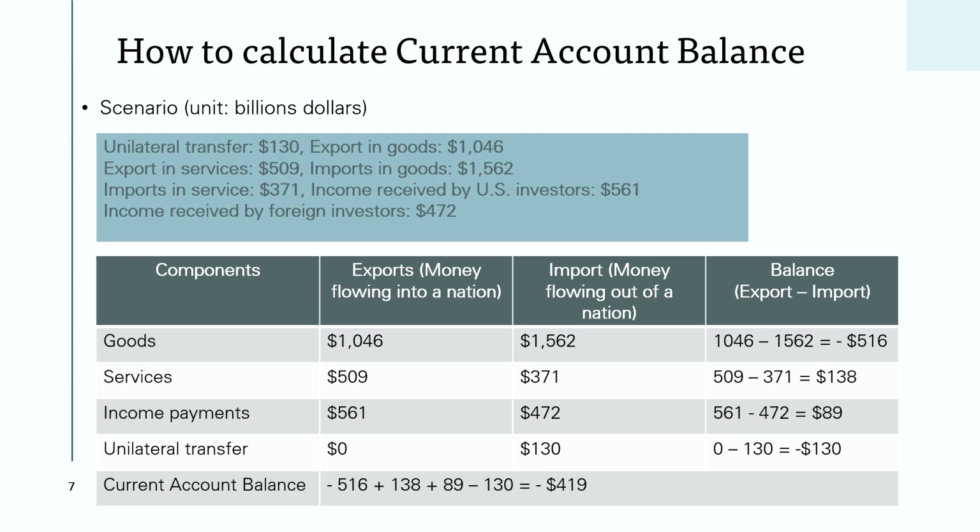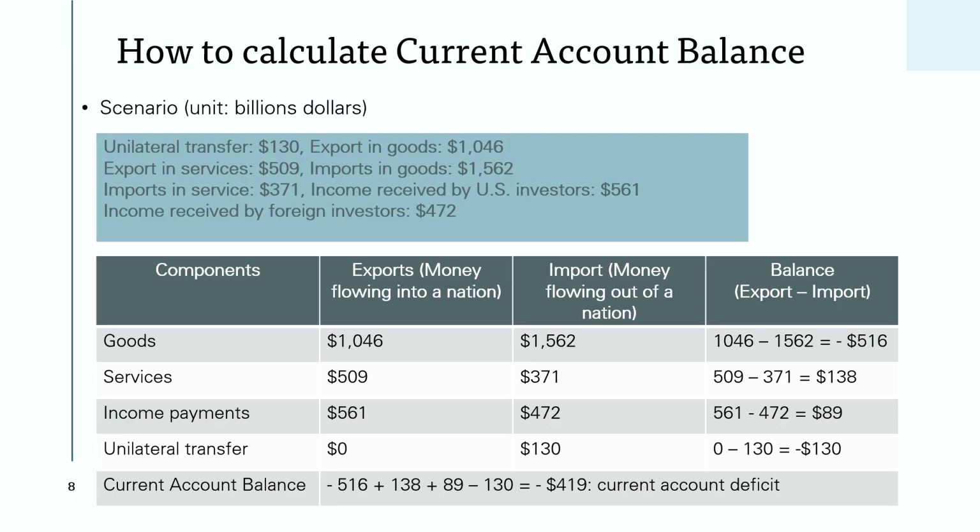Now we have all four components for the current account balance. So to find the current account balance, we simply add together all four balances: minus 516 plus 138 plus 89 minus 130. Therefore, the current account balance equals negative $419 billion.